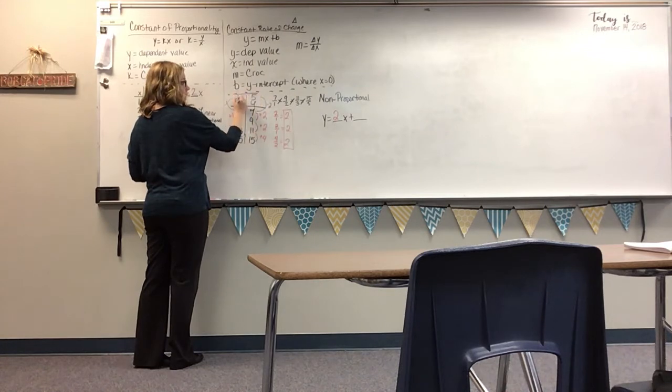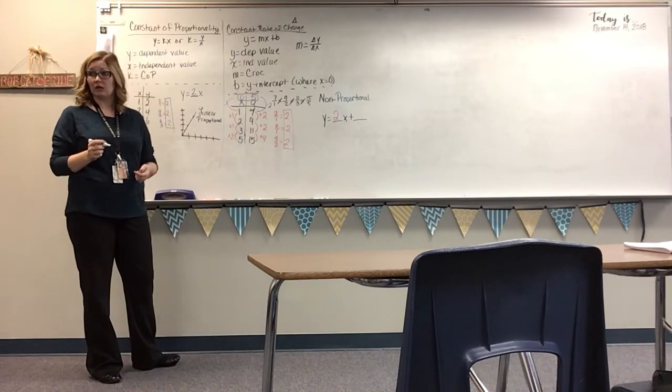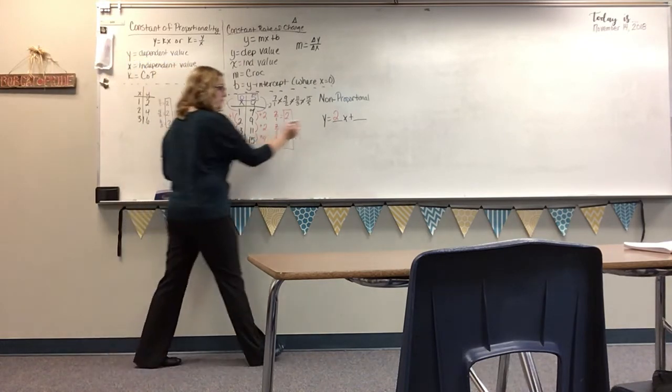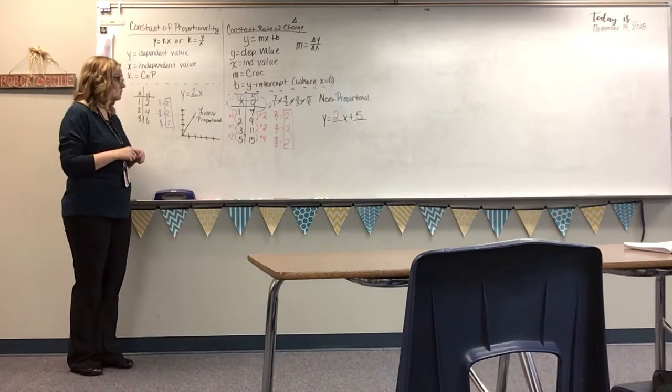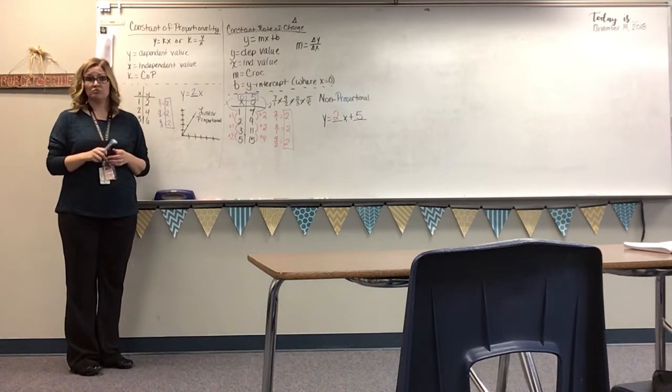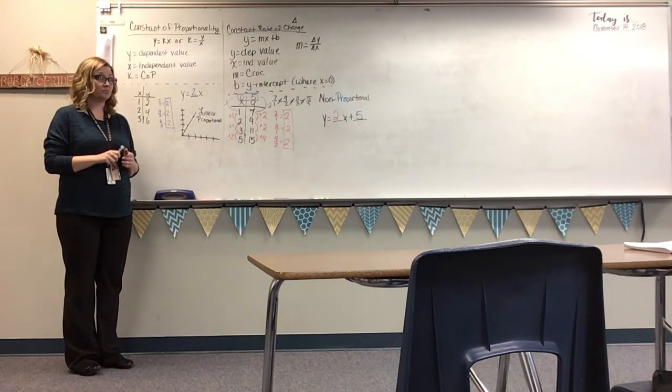Where X is 0, Y is? 5. So my Y-intercept would be 5. Does that make sense? Yes. Oh, we should do 7 minus 2. Okay. You good?